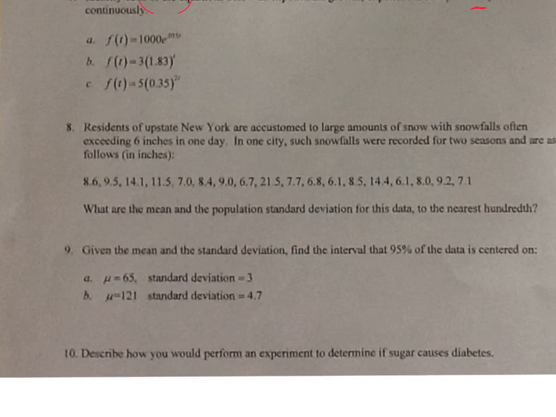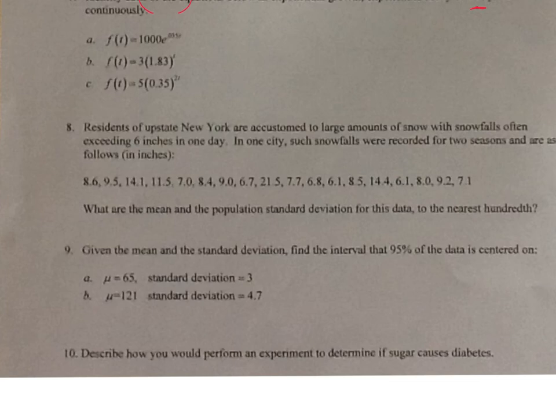Okay, number 8 says, residents of upstate New York are accustomed to large amounts of snow, with snowfall often exceeding 6 inches in one day. In one city, such snowfalls were recorded for 2 seasons and are as follows in inches. So we have this data here. What is the mean and the population standard deviation for this data to the nearest hundredth?